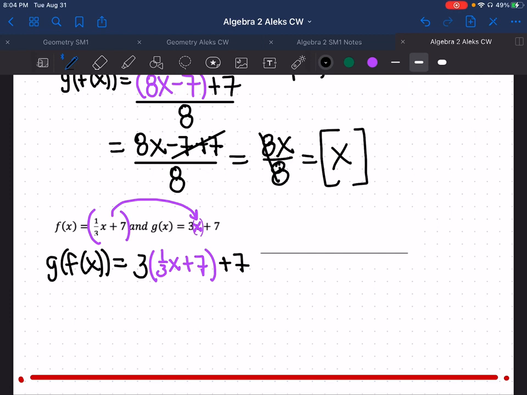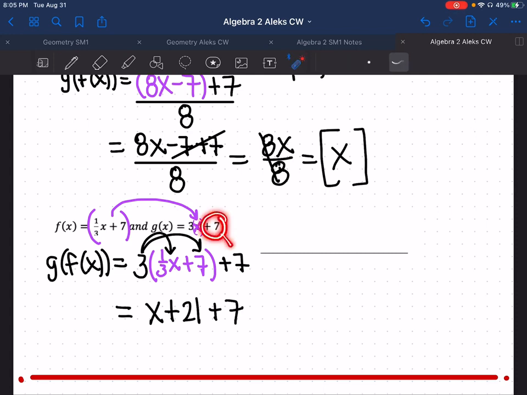Now for this one, I do have to distribute. Notice there is this number here in front of my parentheses. I must distribute. So 3 times 1/3, remember the fractions are going to cancel each other out, leaving me with x. That's good. And 3 times 7. Okay, this is what I have. I've distributed, and then I have my plus 7, which is from this guy right here.